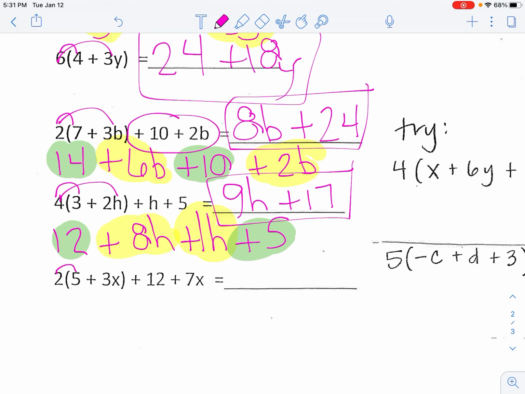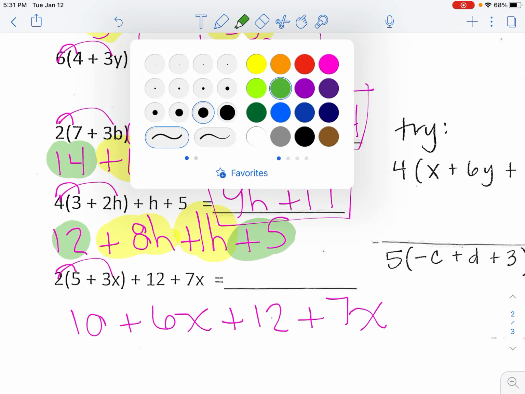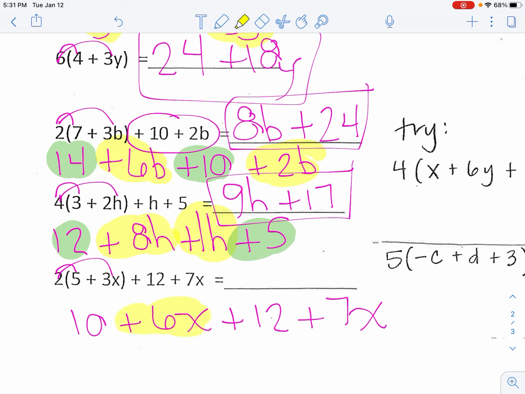Last one. 2 times 5 is 10. 2 times 3x is 6x. Plus 12 plus 7x. So I've got 6x plus 7x. That's 13x. I also have 10 plus 12, and that's 22.